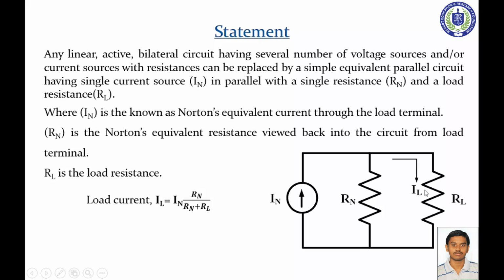So the load current IL, according to the current division rule, equals the total current into the opposite side resistance, divided by the total resistance of the parallel circuit. So here, the total current is IN, and IL equals IN into RN by RN plus RL.